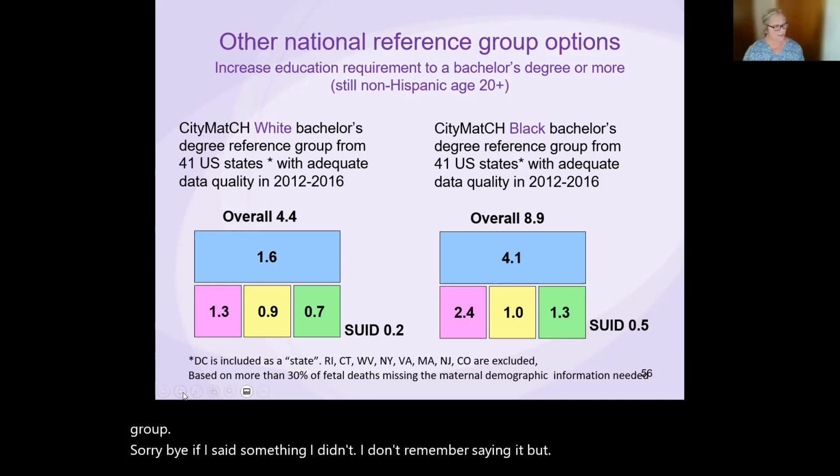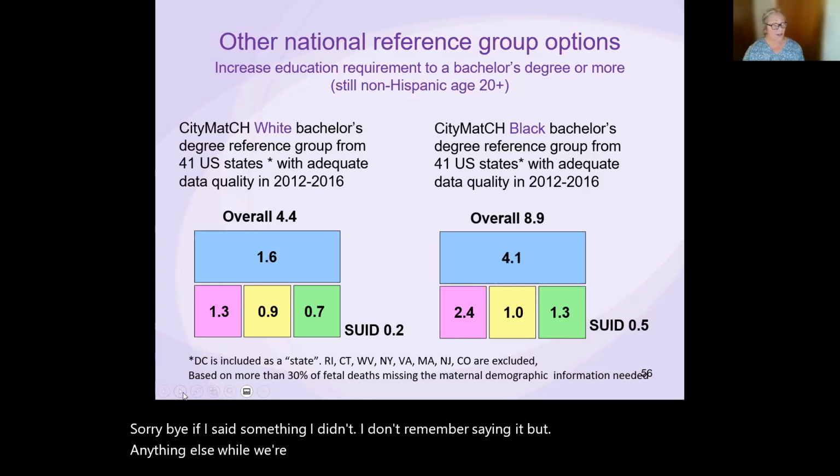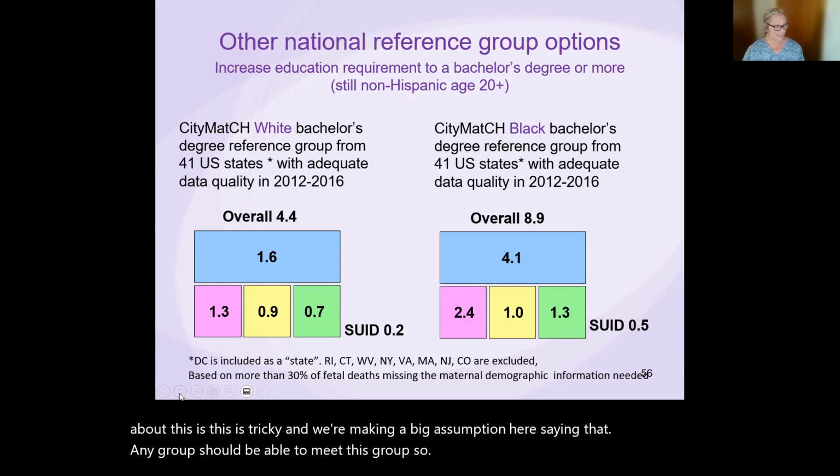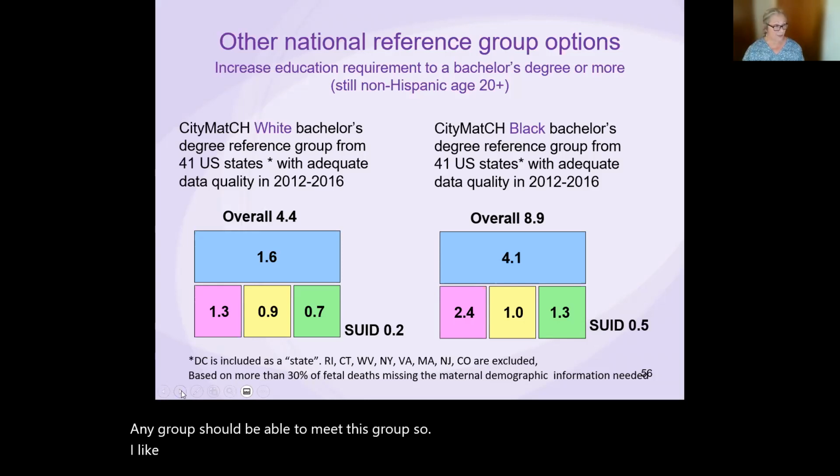Anything else while we're here? Reference groups, I mean, you guys should be concerned about this. This is tricky. And we're making a big assumption here saying that any group should be able to meet this group. So I like it when people think about this and don't just use the one that's in this spreadsheet, in this PowerPoint.